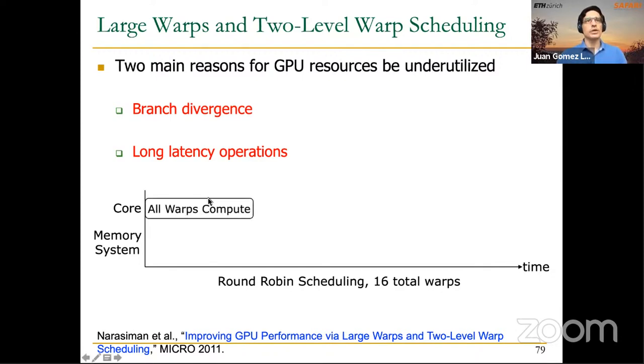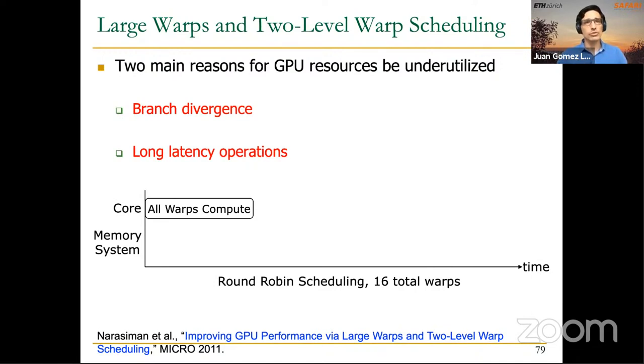imagine that we have all warps computing over time. They are executing instructions in the pipeline. Here inside these blocks that say all warps compute, we will have instruction zero for warp zero, instruction zero for warp one, and so on, maybe hundreds of instructions here. All these warps are executed in a round-robin manner: the scheduler takes one instruction for one warp, executes it on the pipeline, then takes another instruction, and so on.